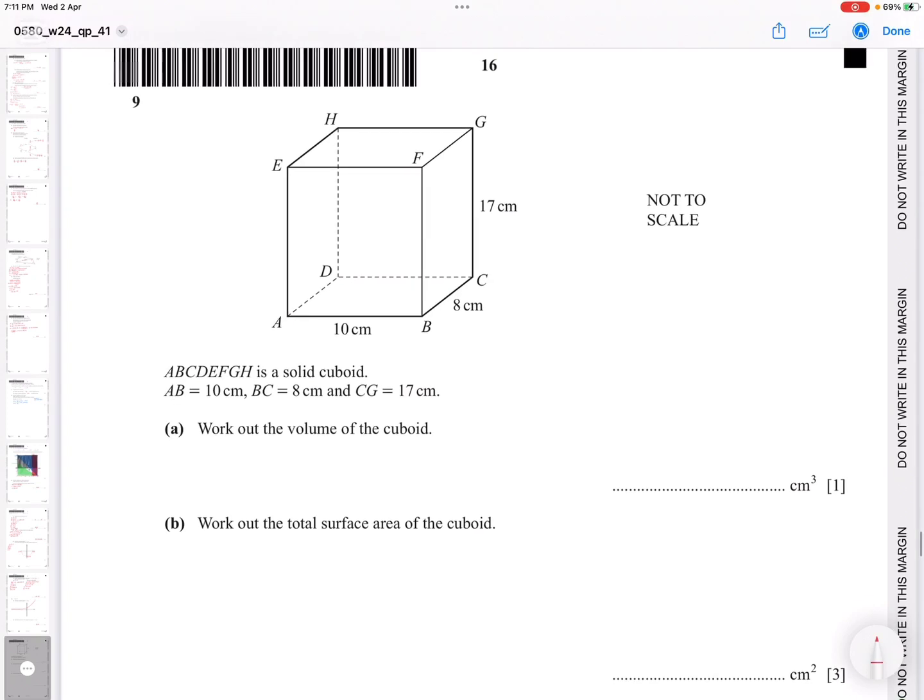Question number 9. There is a shape of a solid cuboid. Work out the volume. So volume is equal to length into breadth into height. So volume is equal to 10 into 8 into 17, and this gives you 1360 cubic centimeters.